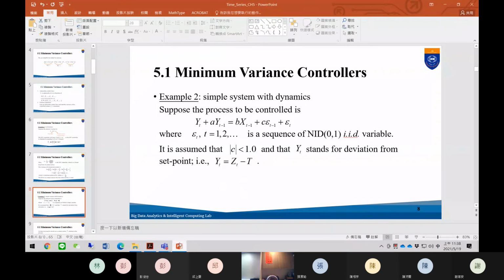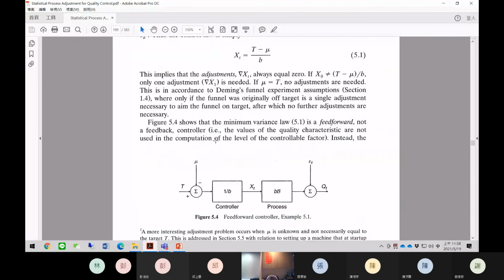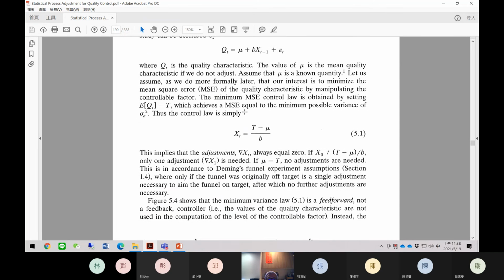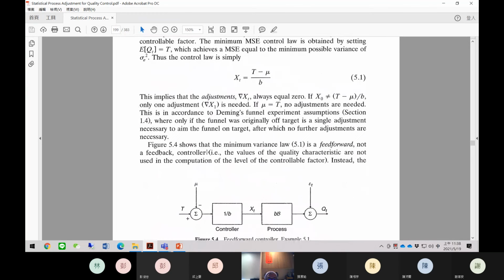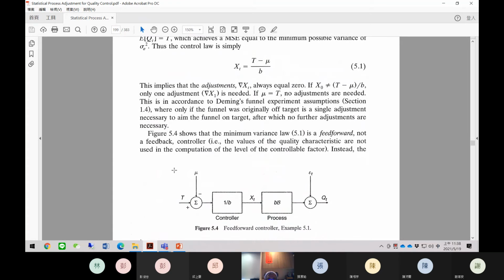Then B is based upon the suggestion by Pei Zhen. She said she would like to estimate B by regression. So that information is not related to Q. Nothing is related to Q. So that is a feed forward, not a feedback controller. The value of the quality characteristic is not used in the computation of the level.